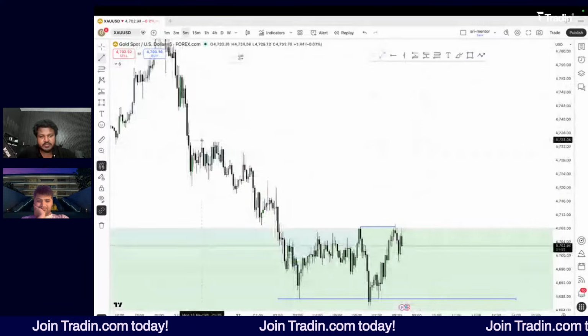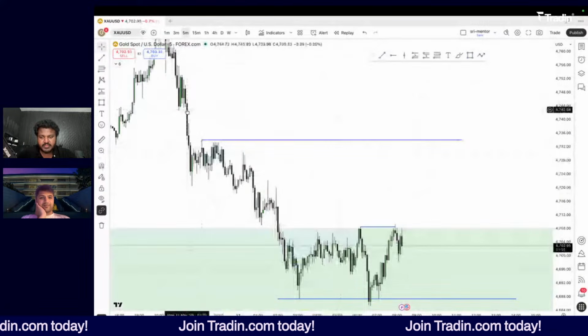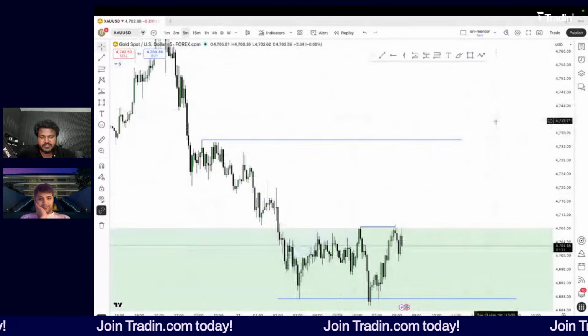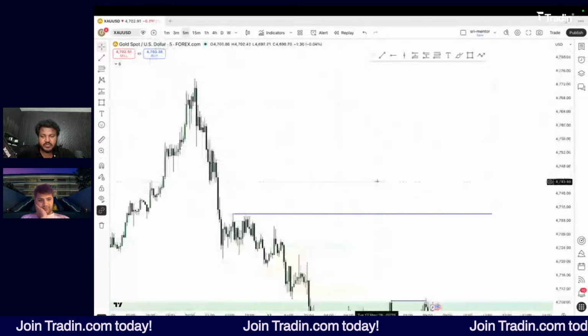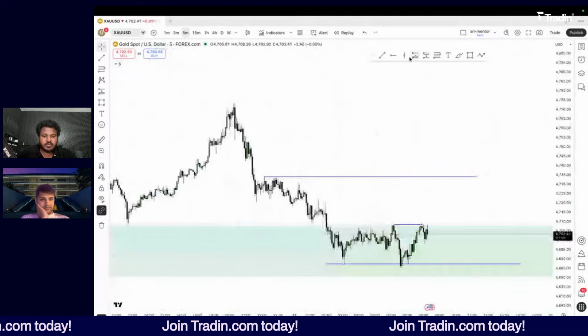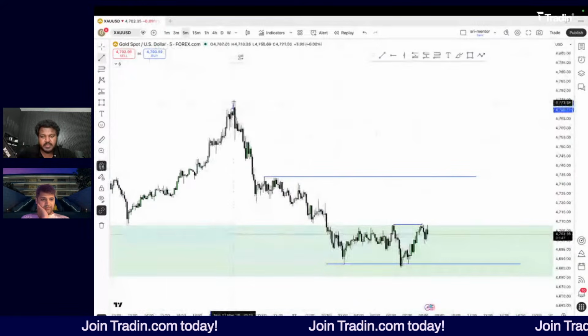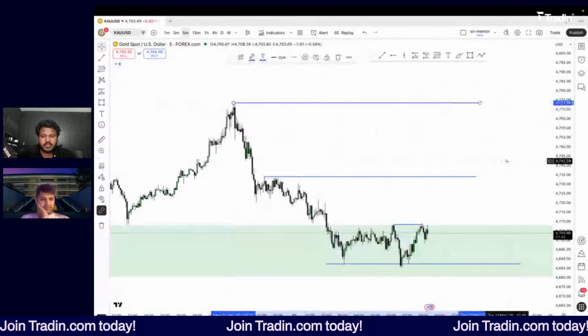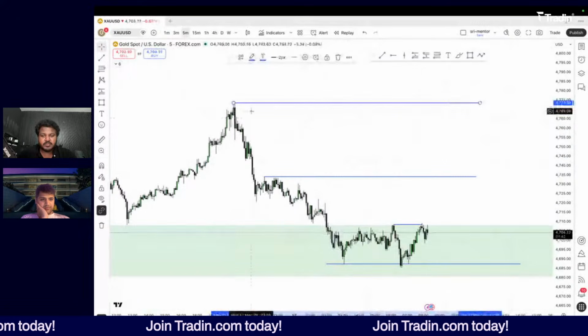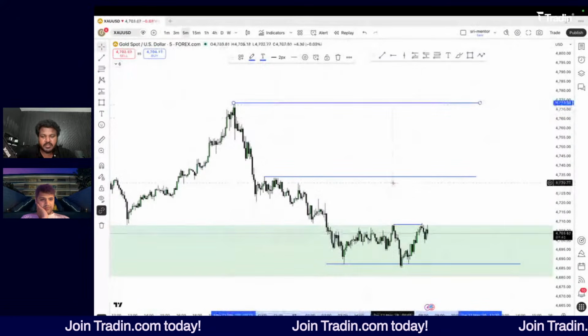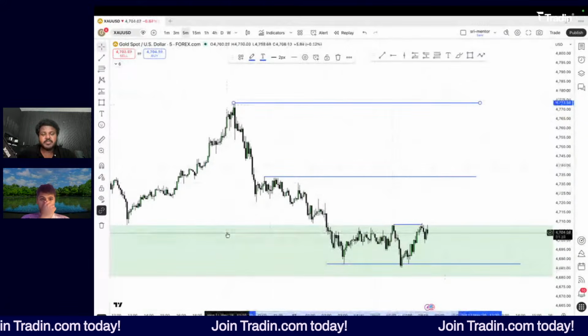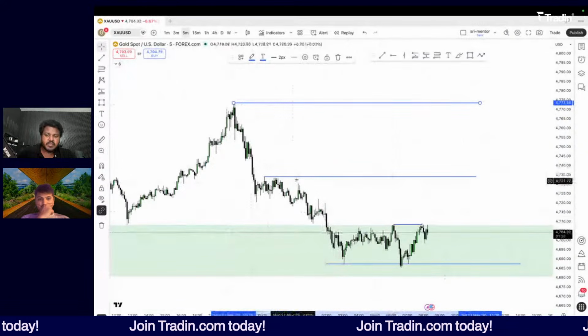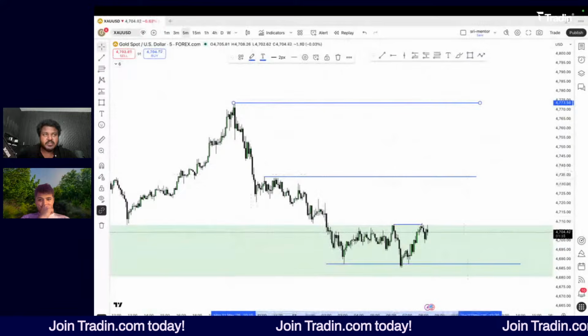The market may either reach this level, or it may fill this fair value gap, and then we can expect a small consolidation. But my overall target is this particular high, though I don't think the market will reach this level immediately. It will take some time, but my overall bias from a higher time frame perspective is completely bullish. So this is my view on gold.